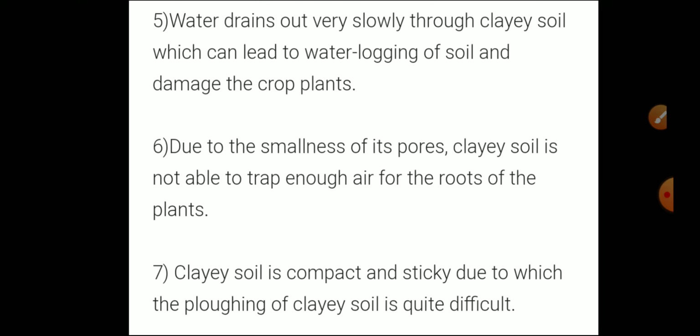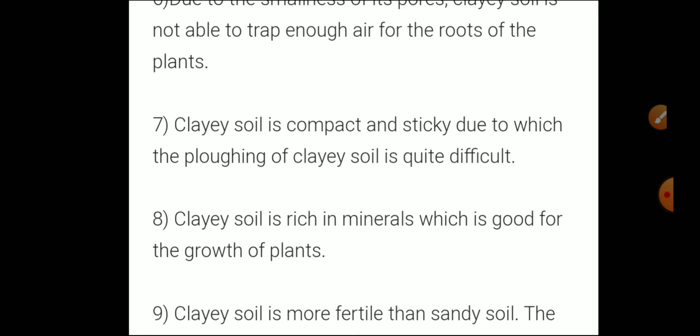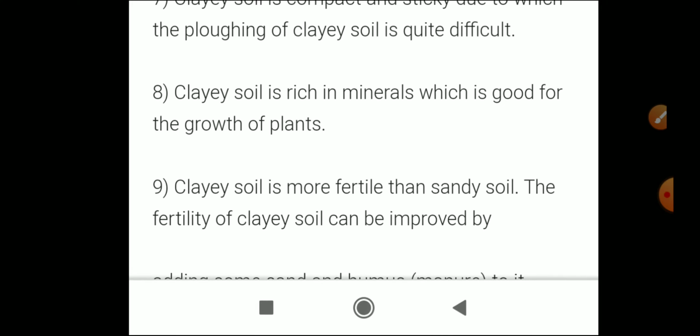Next point: due to the smallness of its pores, clay soil is not able to trap enough air for the roots of the plant. So this soil is not good for agricultural purposes. Clay soil is compact and sticky, due to which ploughing it is quite difficult. Clay soil is rich in minerals, which is good for the growth of plants. Clay soil is more fertile than sandy soil. The fertility of clay soil can be improved.